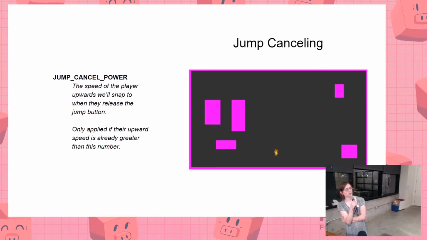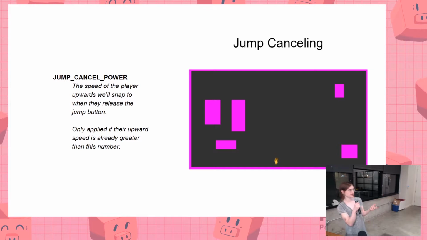The other small tweak I add to jumps before I go on is jump canceling, which sounds fancier than it is. If you think about any Mario game you've played, you can control how high Mario jumps depending on how long you hold the button down. So if you just tap it, he does a short little hop. If you hold it down, he does the full extent of his jump.